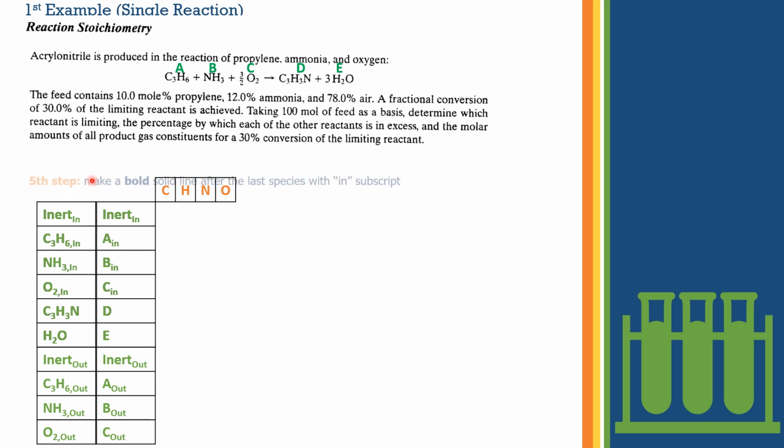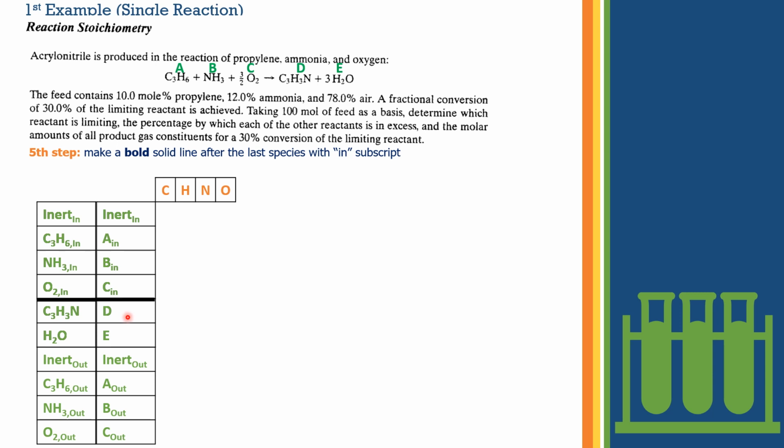The next step is to make a bold solid line after the last species with subscript in. So this is the last species. Okay, so after C we have nothing with subscript in. We will add a solid bold line. Why is that? Because if you remember the general material balance equation, it was reduced to input is equal to output. So this is like the boundary line.